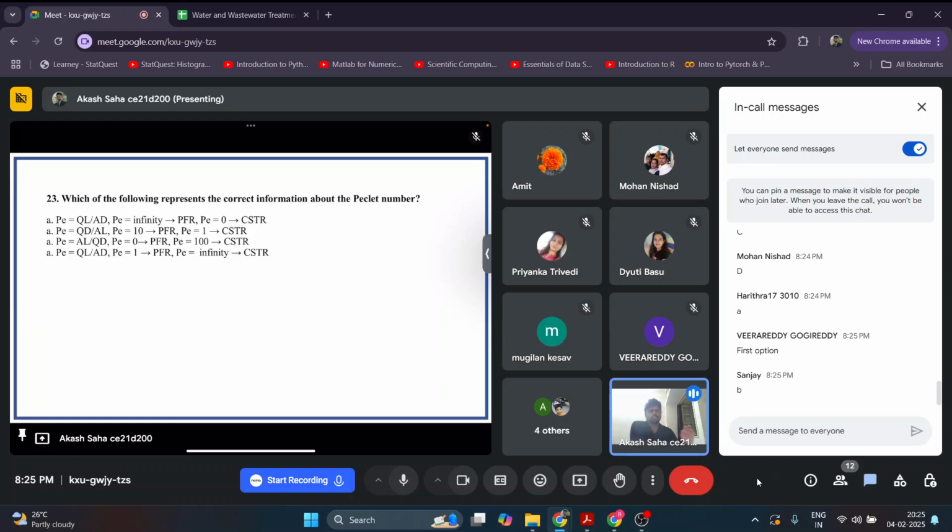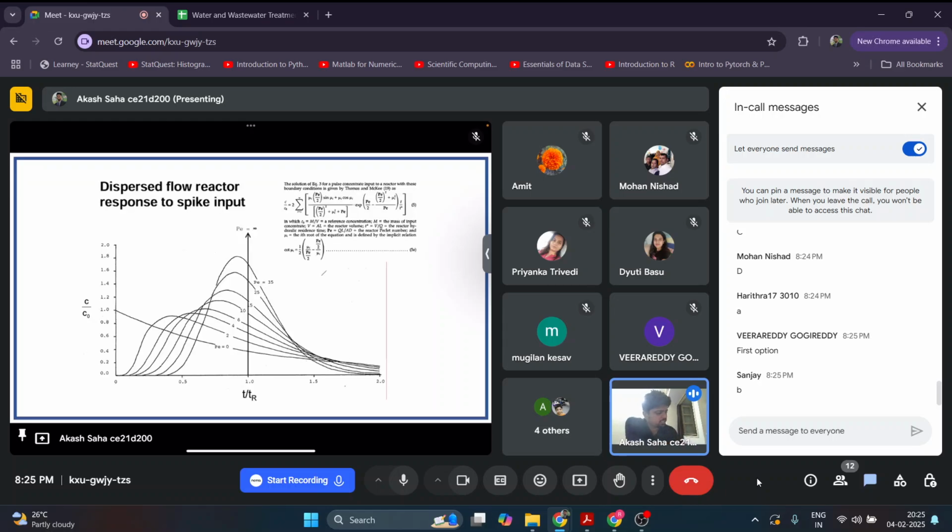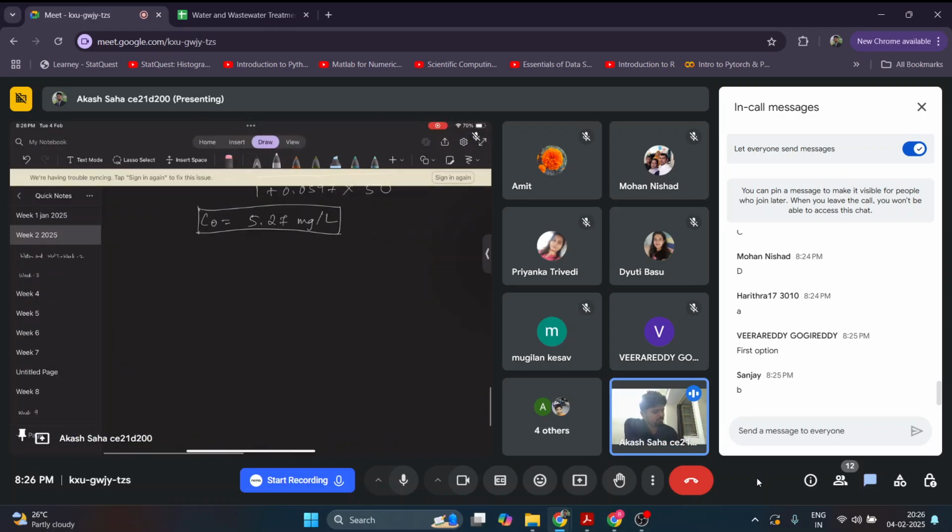Okay, so actually the first option is correct. So P is equal to QL by AD, and P is infinity for PFR and 0 for CSTR. So this is the basic graph. If you want to remember this Peclet number, always remember that P is equal to QL by AD.